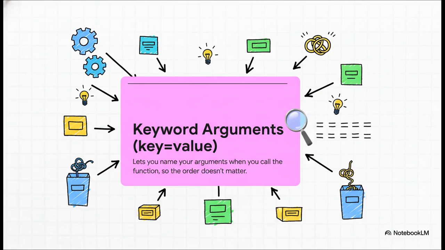Now, keyword arguments. These are fantastic, especially for making your code easy to read. Instead of just relying on the order of the ingredients, you can actually name them when you call the function. It makes your code way easier to understand at a glance, and you're much less likely to make a mistake.